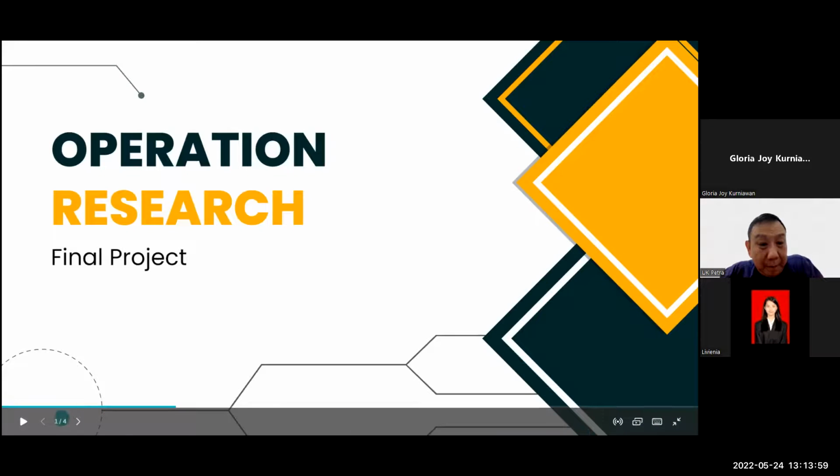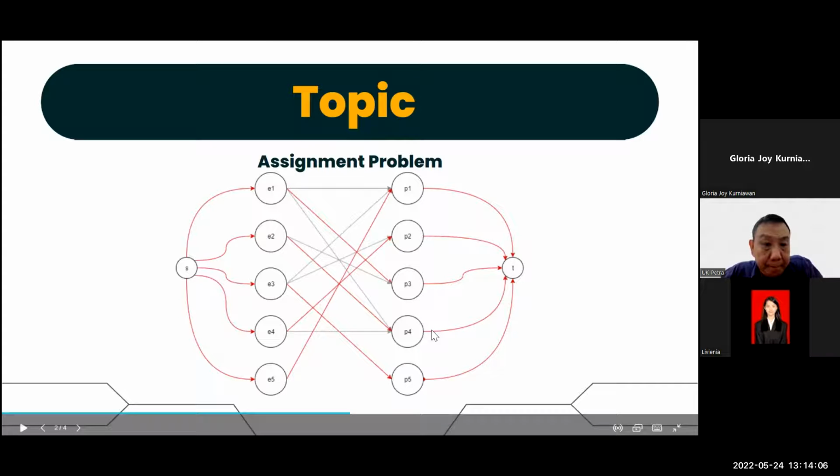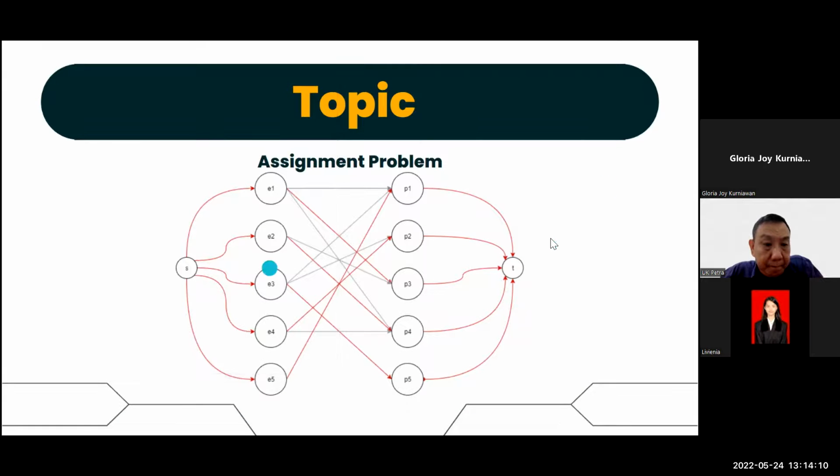Actually, it's a simple thing. So I picked the assignment problem. The idea is I have already done research on what kind of problem to use instead of the transportation problem, like what I said before, and I think this problem must be applicable to this IFN. Okay.